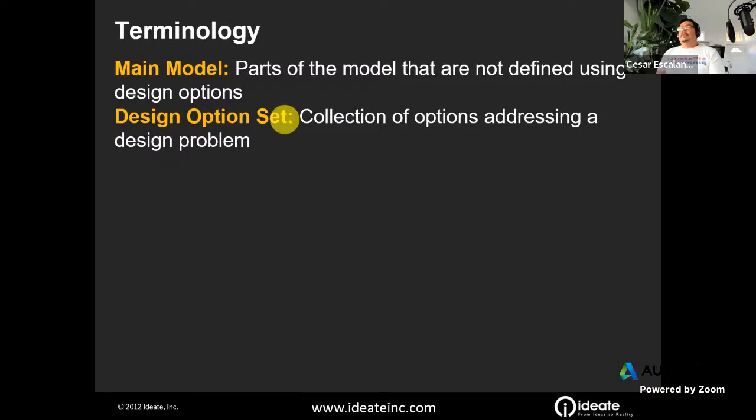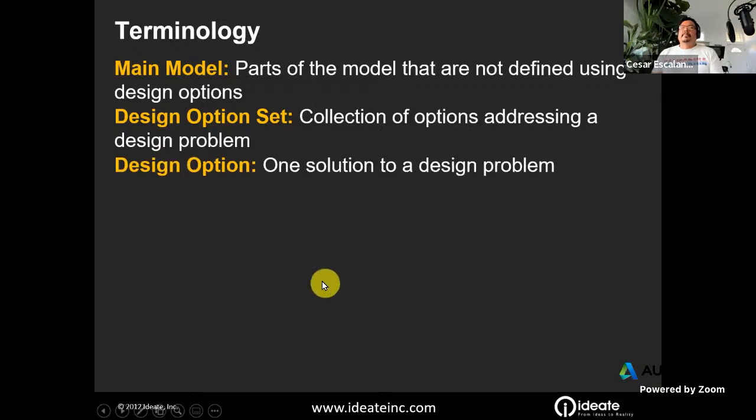Each set could address a different problem. So a set could be focused sometimes in the envelope on the exterior, another one the exterior, lobby, canopy, for example. You can have canopy options, and you don't have to build this outside of Revit. You can all have it inside the same Revit model. A design option is one of the solutions that you define to address a design problem.